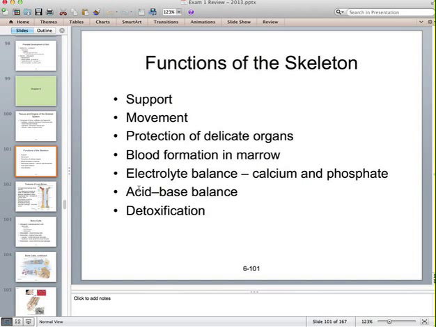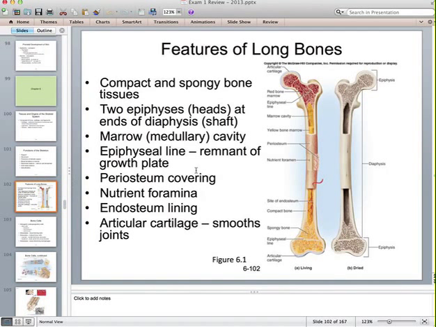The function, one of the obvious functions, again, electrolyte and acid-base balance is important in detoxification. I would be familiar with the general order of things like long bones. There's articular cartilage, and then you have spongy bone, which is surrounded by compact bone. There's a marrow channel in the middle.